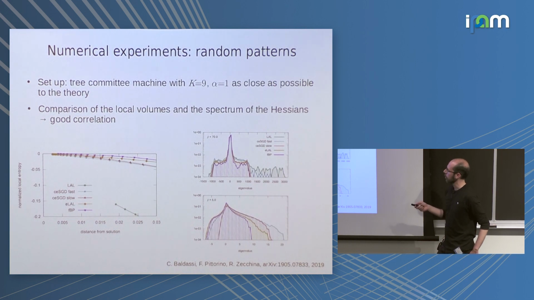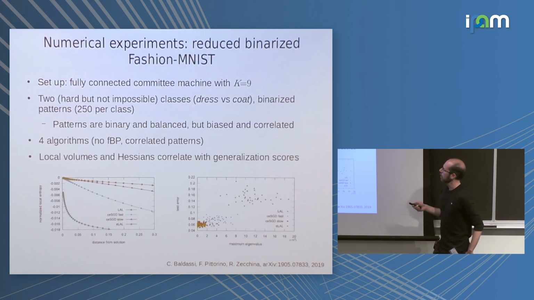This is all on random patterns. Then we tried to test the same thing on non-random patterns, but again, trying to get as close as possible to the theoretical situations that we have analyzed. So what we did this time, we used a fully connected committee machine, again with 9 units. We chose the Fashion-MNIST data set and selected 2 classes out of the 10 that are present there, and we chose them to be, let's say, hard but not impossible.